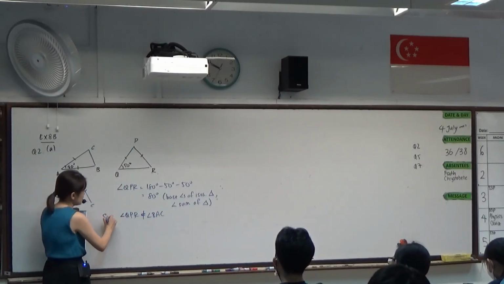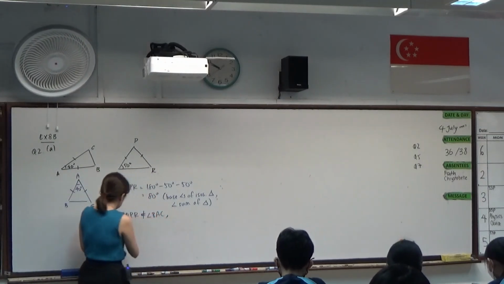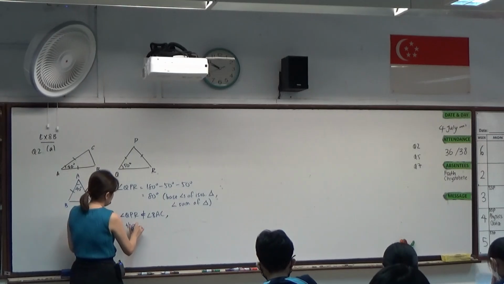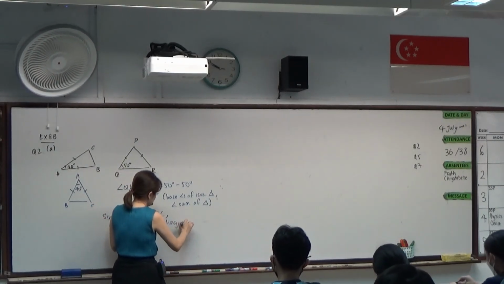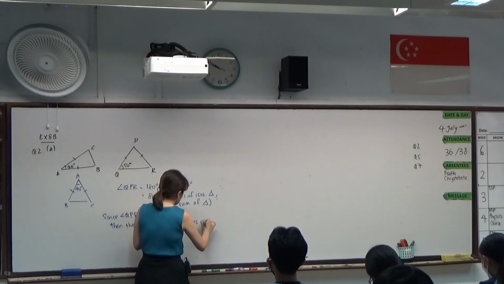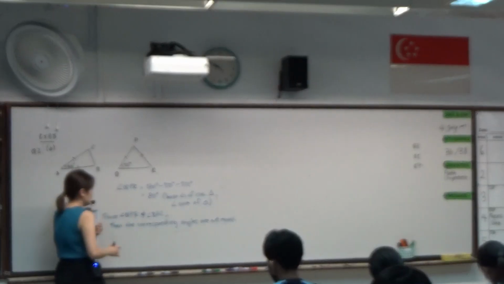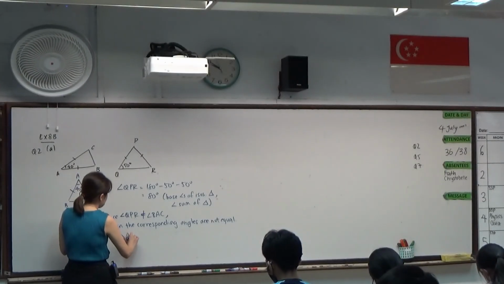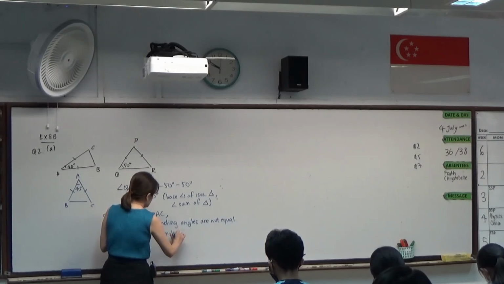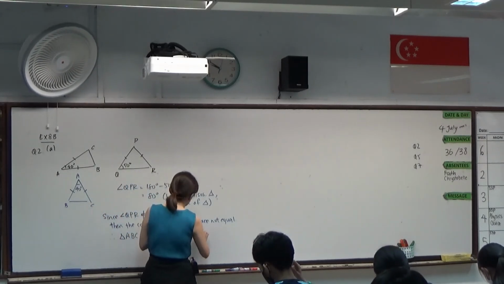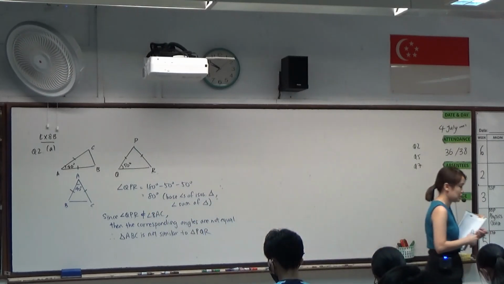Okay, so we say that since these two angles are not equal, then the corresponding angles are not equal. Therefore, triangle ABC is not similar to triangle PQR. Okay, so that will be how we form our explanation.